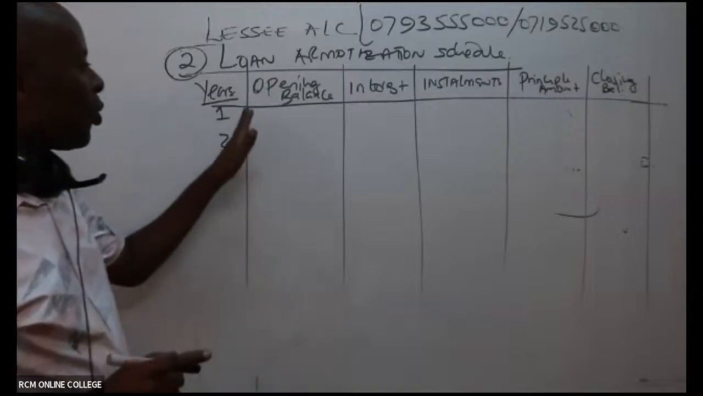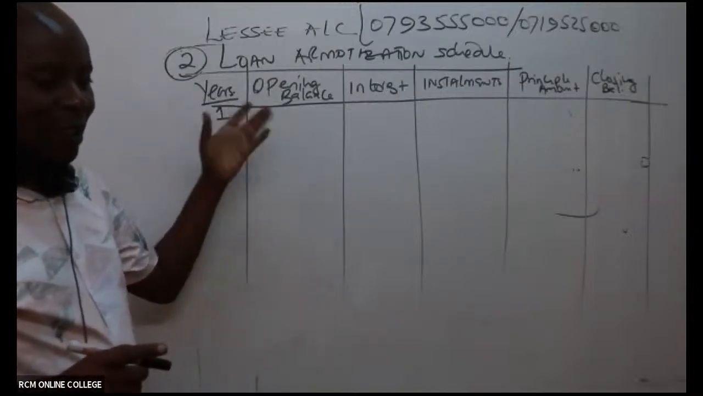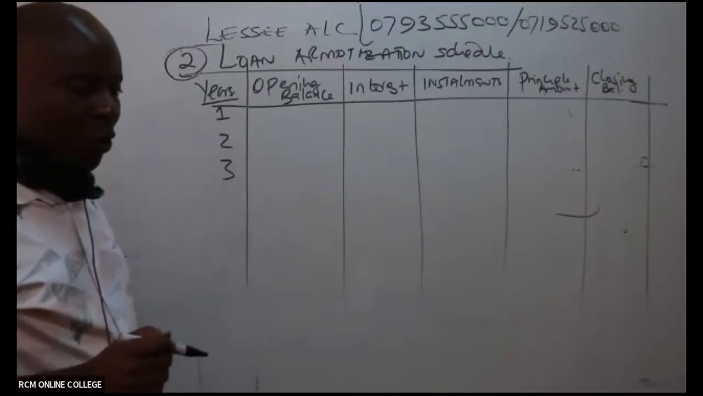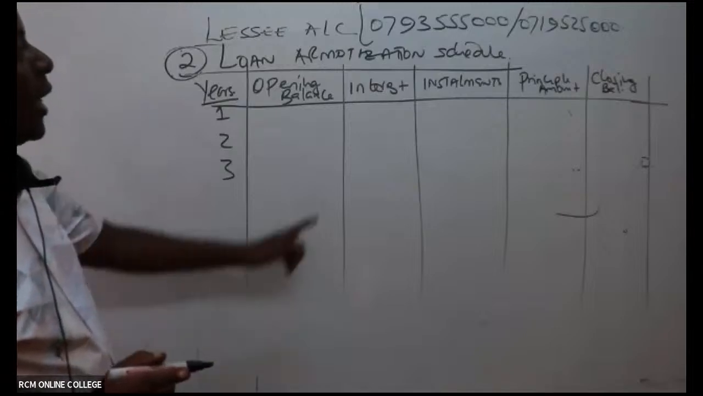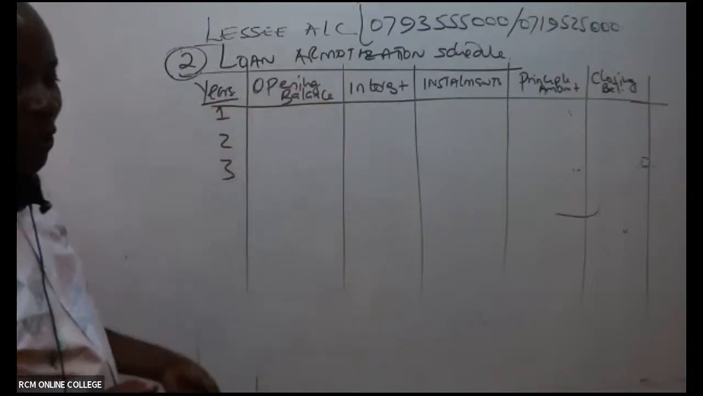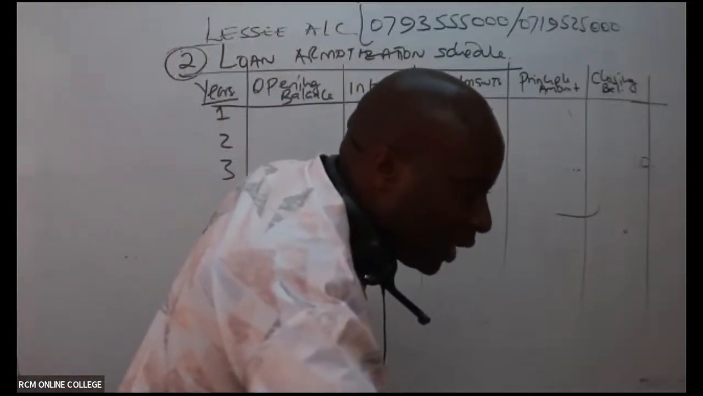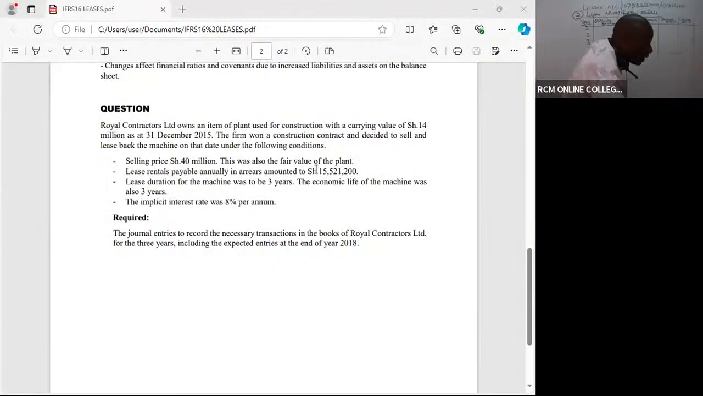So then, have you been able to draw this skeleton, ladies and gentlemen? Thank you so much. I shall start with the installments because installments are very easy. How much is this ninja paying every year? They have given us the figure that is being paid every year. The installments don't fluctuate. The lease rentals are 15,521,200, like that.